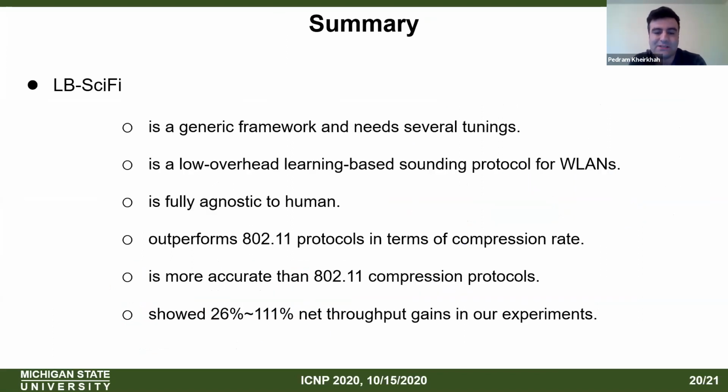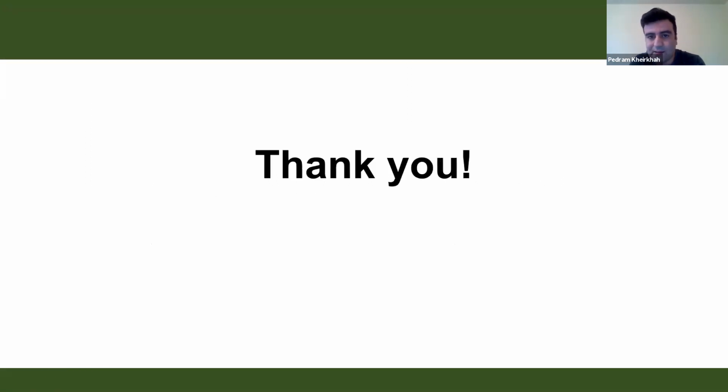So I've shown that LB-SciFi is a generic framework and it needs a couple of thresholds. Those thresholds should be set inside the environment because they are specific to the environment, and LB-SciFi cannot offer universal numbers for them. But the good news about LB-SciFi is that it has low overhead and shows a significant gain. It has a good compression ratio and low compression error. So LB-SciFi can be regarded as a promising solution for future Wi-Fi networks. Thanks for your attention, and it's my pleasure to answer your questions.